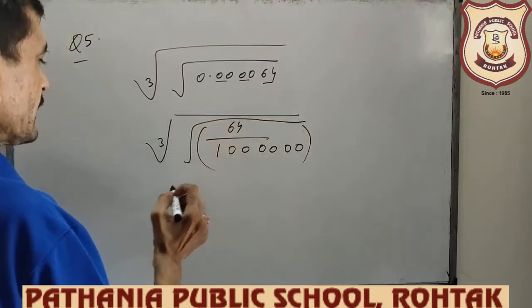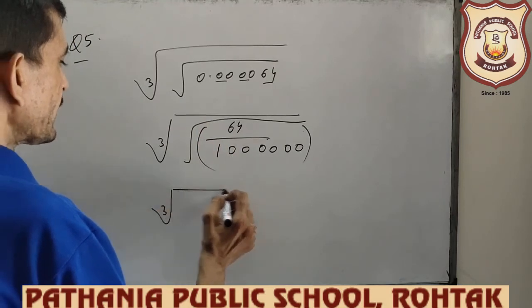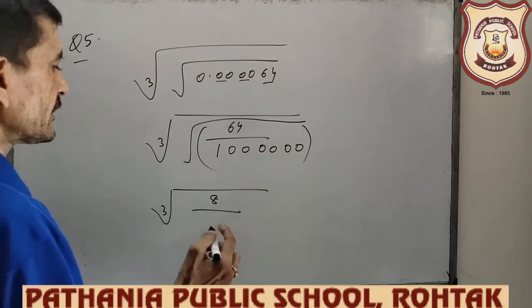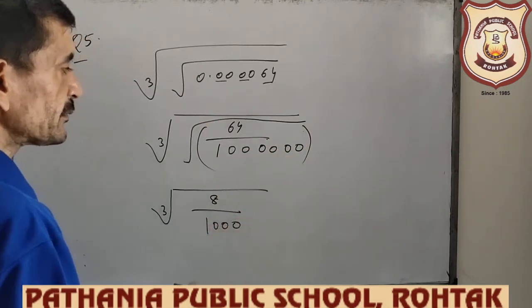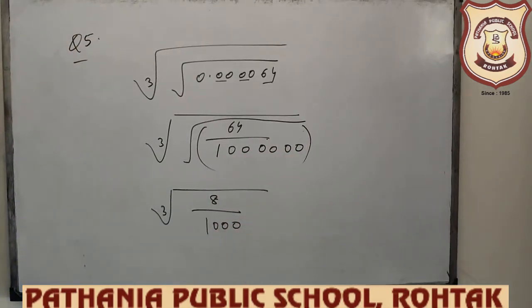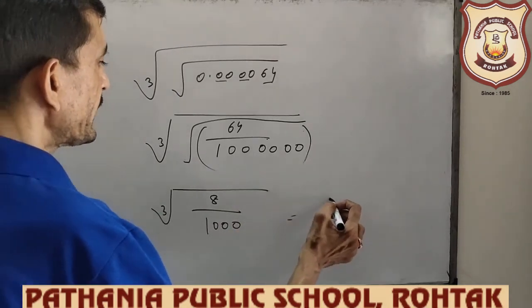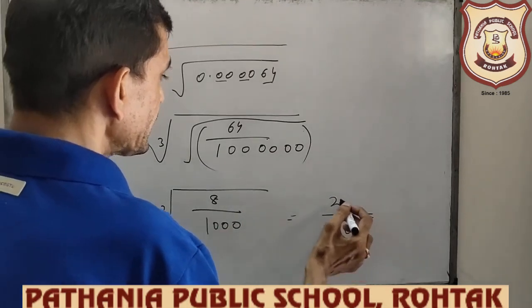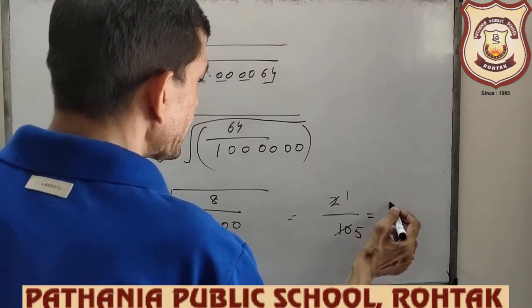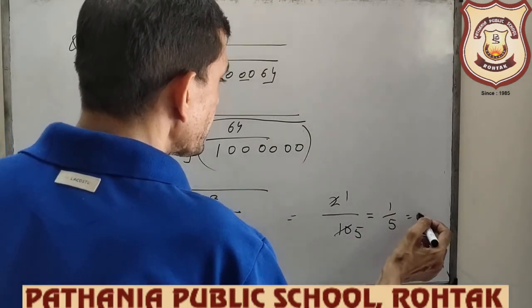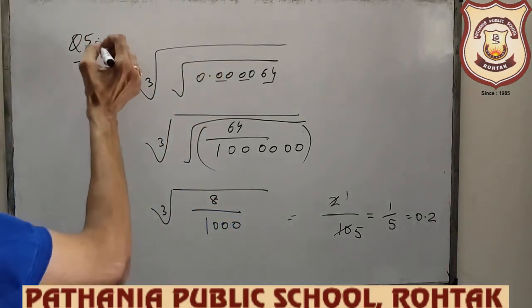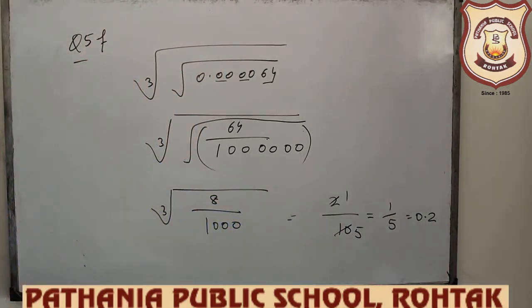The square root of 64 is 8, and the square root of 6 zeros is 3 zeros, so 1000. The square root of this is 8 by 1000. Now the cube root of this. The cube root of 8 is 2, and the cube root of 1000 is 10. So what is the answer? 2 ones are 2, 2 fives are 10, so 1 by 5, or you can say 0.2. So in this way, this is the F part of the 5th question.